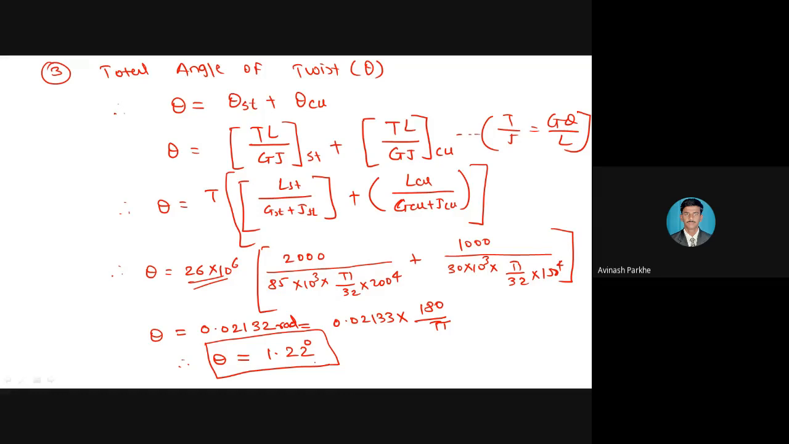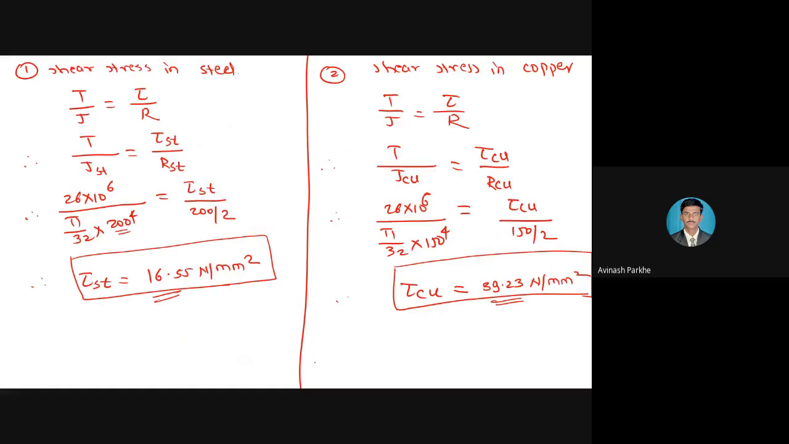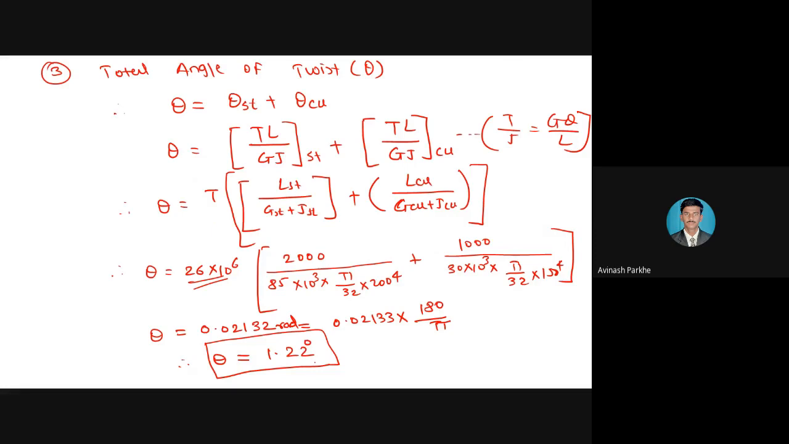Okay. The calculation part is very important. The first part we have already discussed in type number 1: shear stresses in each shaft. Here also we have calculated using the same torsion formula, but here the total angle of twist is equal to theta of steel plus theta of copper. For theta, we have the common formula T into L divided by G into J. We put in all the values and get theta in radian first. Then I converted it to degree by multiplying by 180 by pi. And the final answer is 1.21 or 1.22 or 1.23 degree.